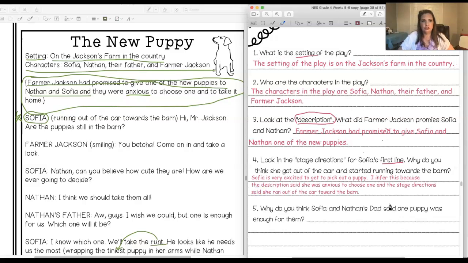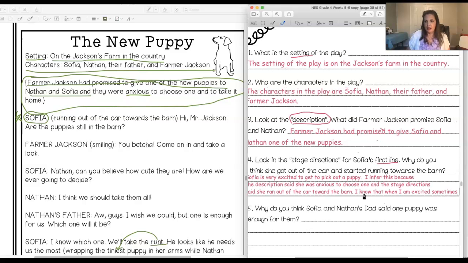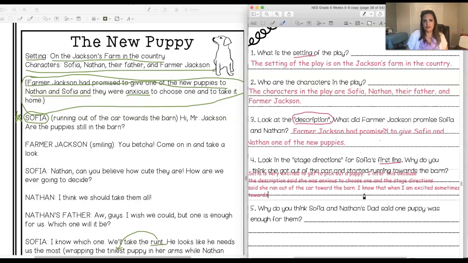Okay, question 4. Look in the stage directions for Sophia's first line. Why do you think she got out of the car and started running towards the barn? Sophia is very excited to pick out a puppy. I infer this, so I made a guess, because the description said she was anxious to choose one, and the stage direction said she ran out of the car towards the barn. I know that when I am excited, sometimes I run toward something.